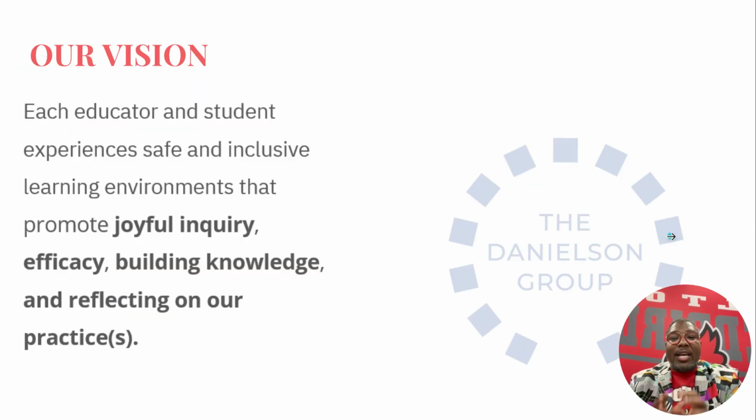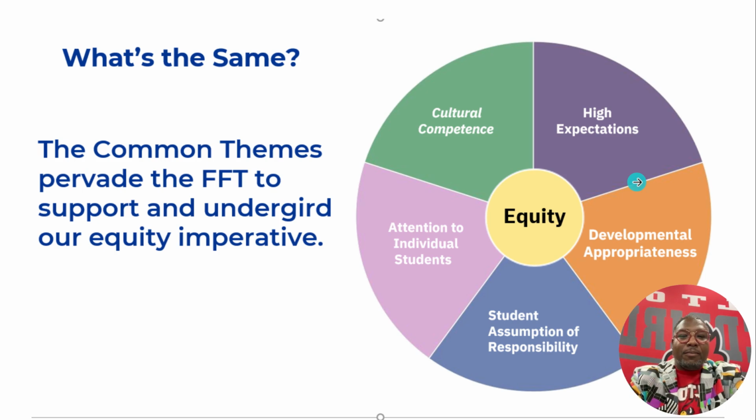So when we look at that, understanding that the Danielson group went through and envisioned where each educator and student experiences safe and inclusive learning environments that promote joyful inquiry, efficacy, building knowledge, and reflecting on practice. So what's the same? You can expect that there are common themes that will come into play when you look at the framework for teaching to support and undergird the equity imperative. So when you look at the equity, here are the same components that you shall see: high expectations, developmental appropriateness, student assumption of responsibility, attention to individual students, and cultural competence. That is expected and woven throughout the framework, as you will see.